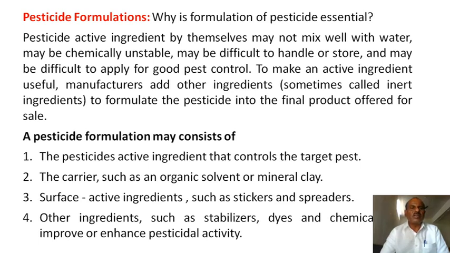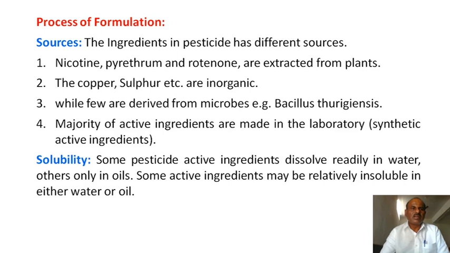It has to be formulated using suitable types of reagents. Now, what about the process of formulation? Generally, the ingredients in a pesticide have different sources. For example, nicotine, pyrethrin or rotenone are extracted from plants. Copper, sulfur, and zinc are types of salts, and salts are also used in formulation.